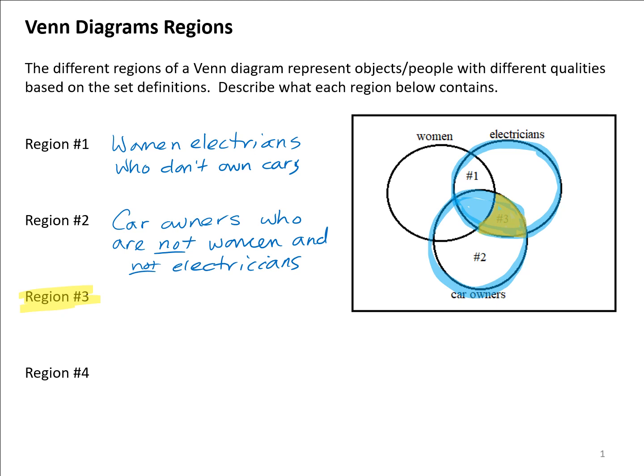That's a little hard to see. There it is, a little brighter now. So that's region 3. So that would be the overlap between electricians and car owners, but it excludes the part of the overlap with women. So car-owning electricians who are not women might be one way to describe that. But you need to make sure, however you describe it, that these are electricians. The people in this region are car owners, but they are not women. I'm just going to say car-owning electricians who are not women.